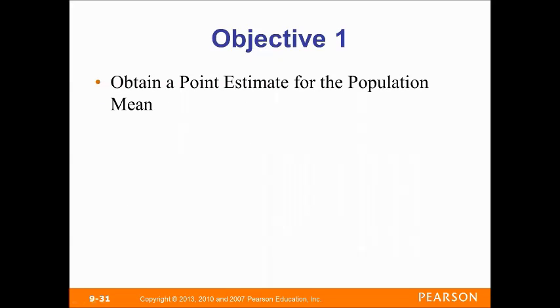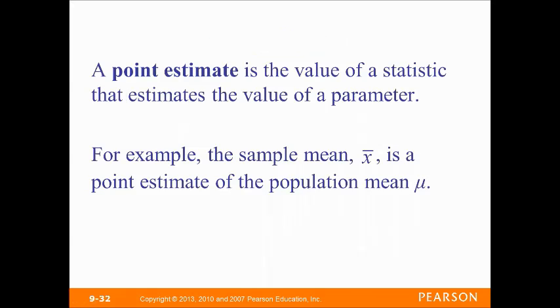Well, what do we mean by the word point estimate? That means, based off of the sample information we have, what do we think might be an estimate for the population mean? So a point estimate is a value of a statistic that estimates the value of a parameter. In this first case, the sample mean x bar is a point estimate of the population mean. Each time we take a sample and we look at its average, we're coming up with an estimate for the population mean.